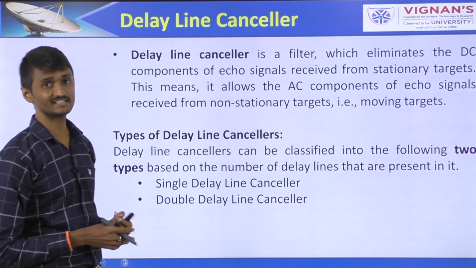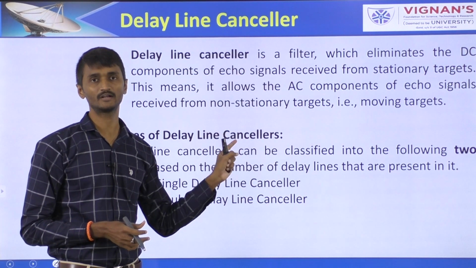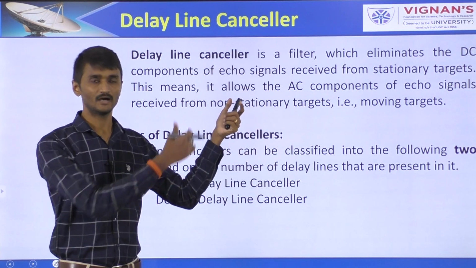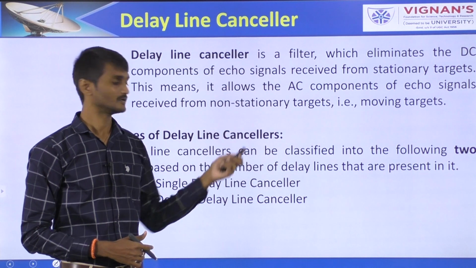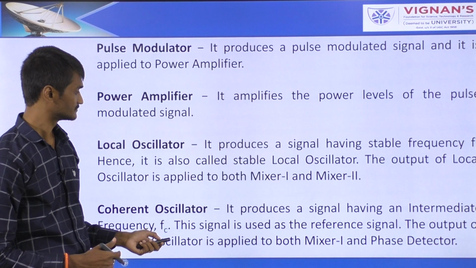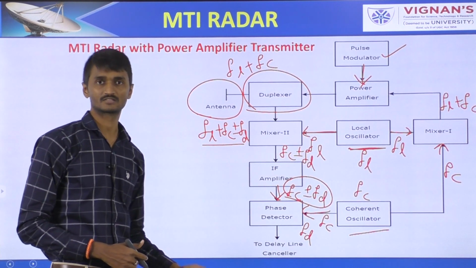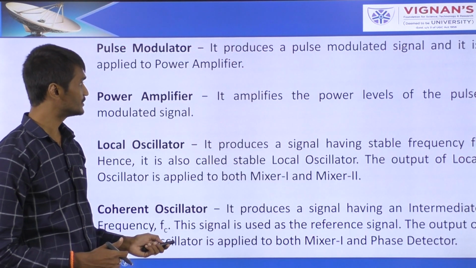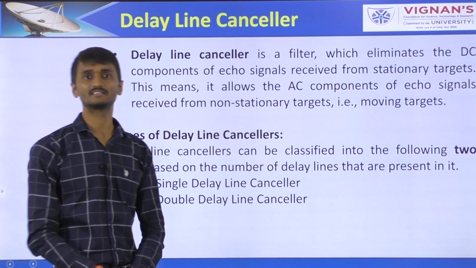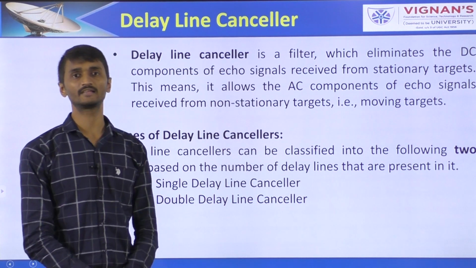So coming to the next concept, that is the delay line canceller. It is very important and useful in MTI radar. As we have already seen, the output of the phase detector is connected to the delay line canceller. Okay, here it comes into the picture. So what is the delay line canceller? Here we will learn about delay line cancellers in radar systems.